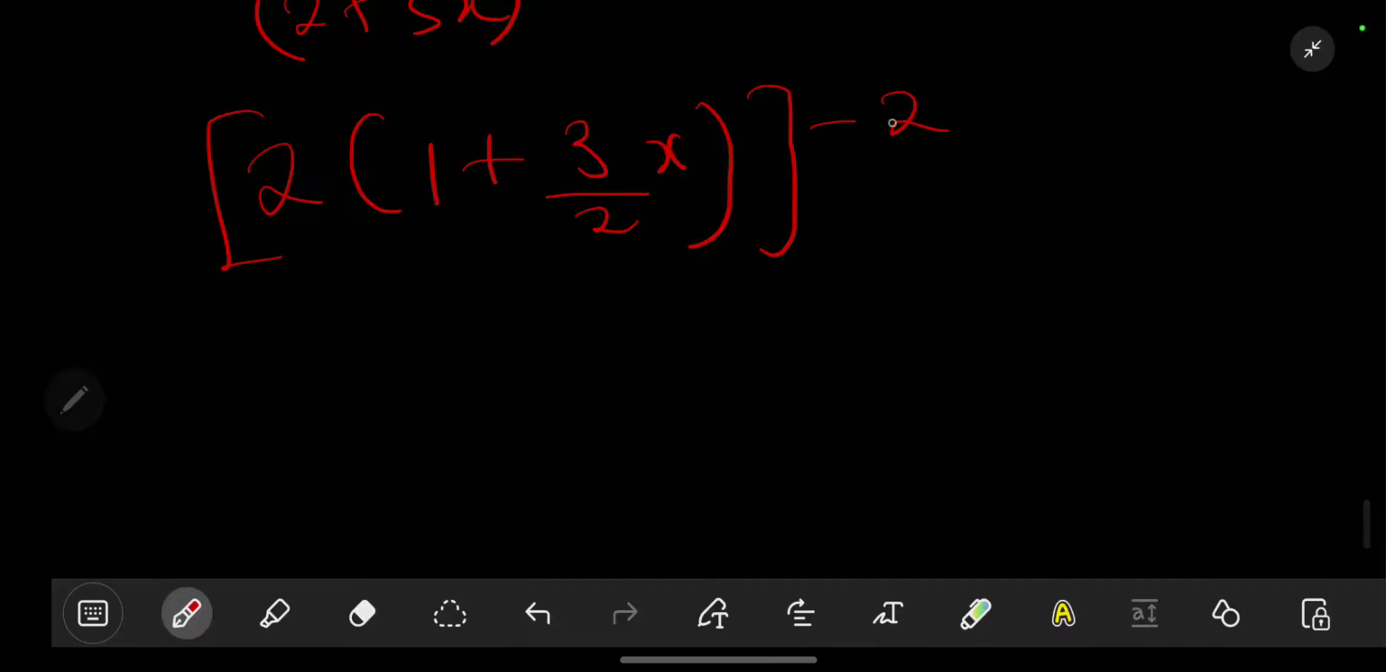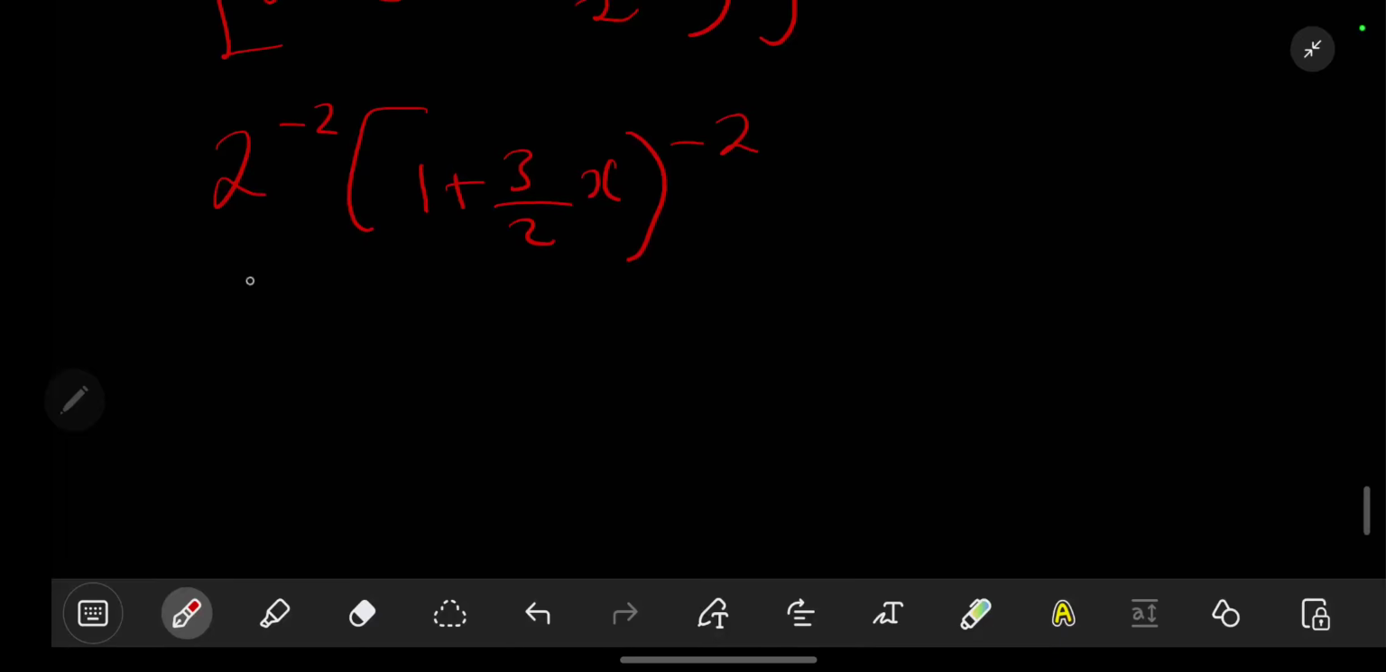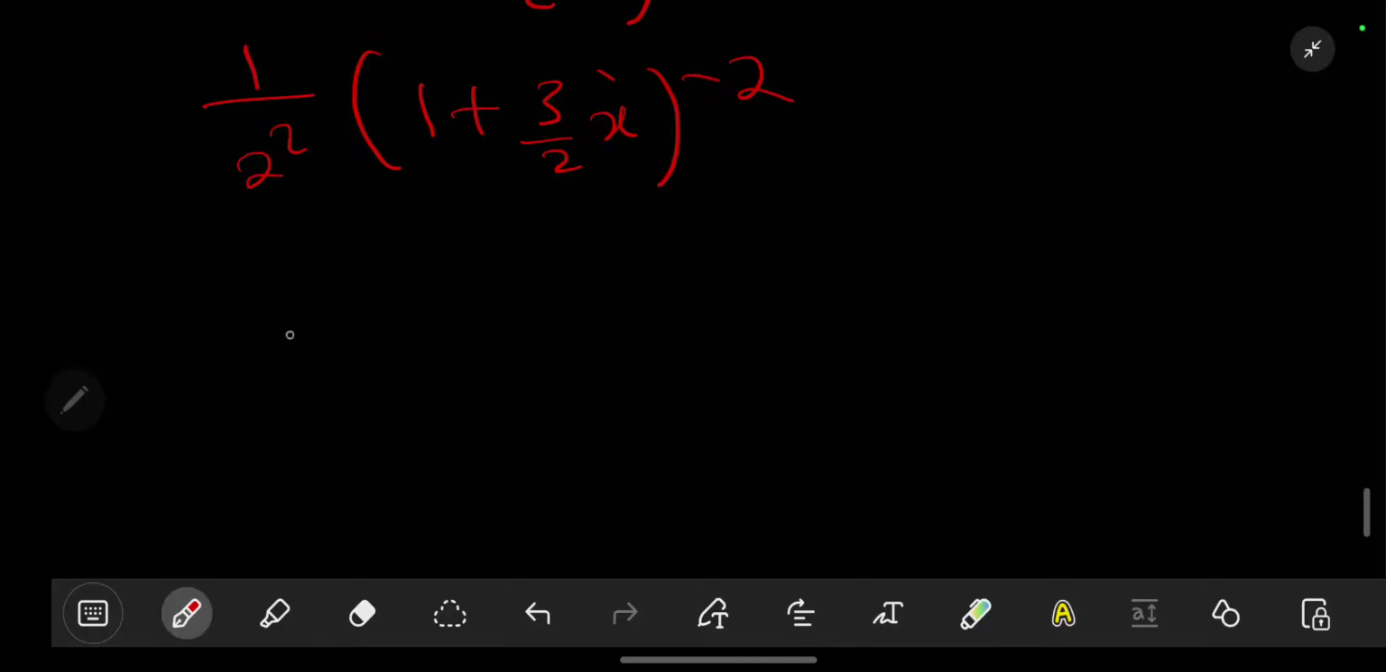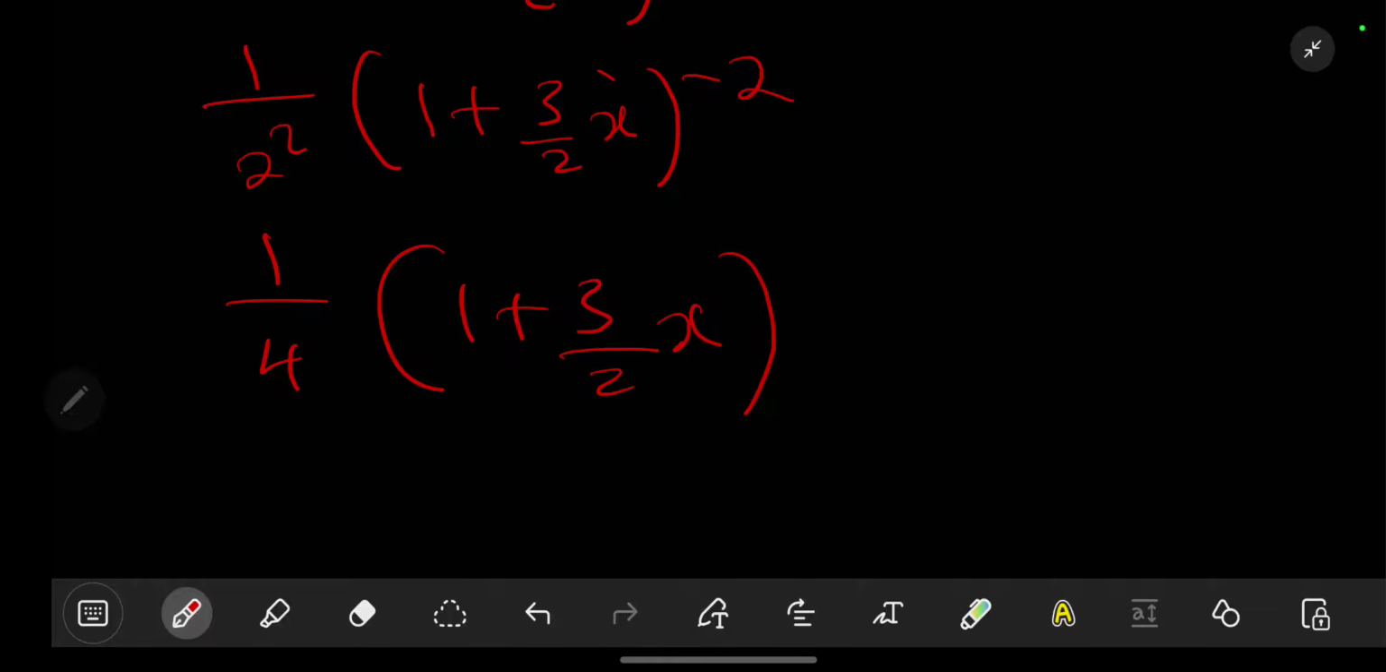First, let's distribute this negative 2. It will be 2 to the power negative 2. Then we have our 1 plus 3 over 2x to the power of negative 2, like that. This is the same as 1 over 2 squared. So that's the meaning. Then we have 1 plus our 3 over 2x, like that, to the power of negative 2. So we are going to expand this. So we have 1 over 4, 1 plus our 3 over our 2x, like that. It's negative, meaning to say it's not ending.